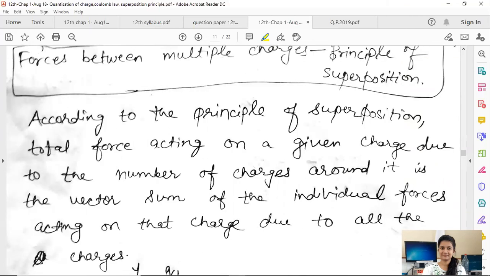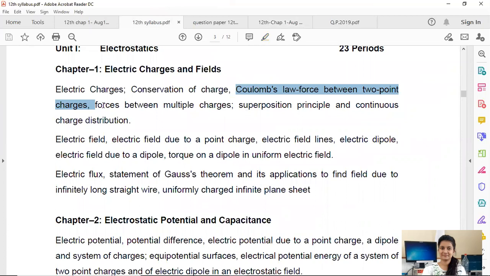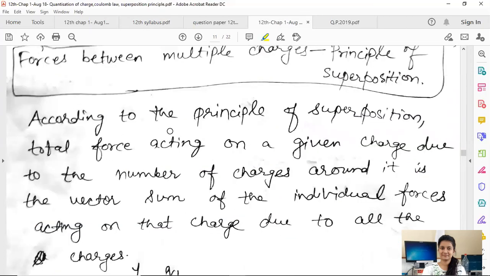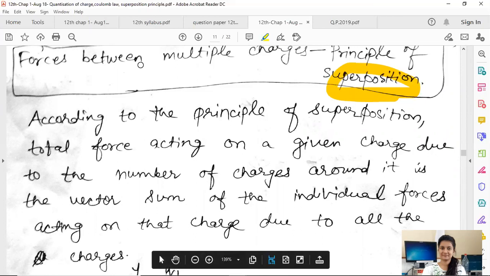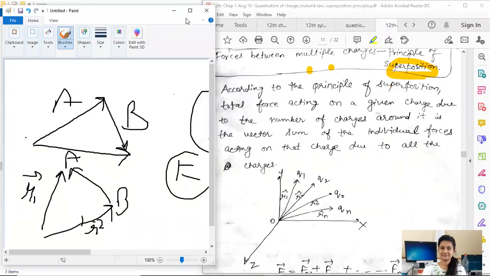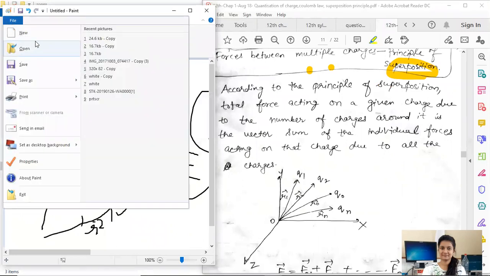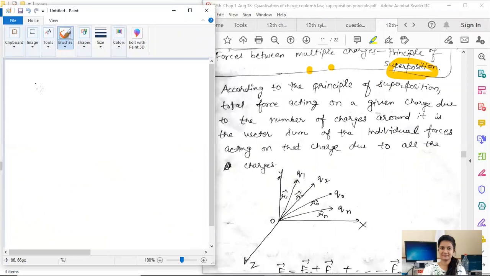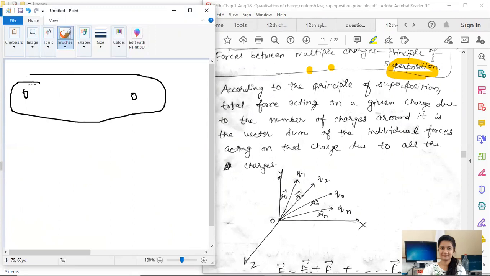Forces between multiple charges, principle of superposition. The next topic is forces between multiple charges, superposition principle. What is superposition? Superposition means when there are multiple charges and you have to calculate, like in Coulomb's force, you have considered two charges and calculate the force between these two charges. If this is Q1 and this is Q2.